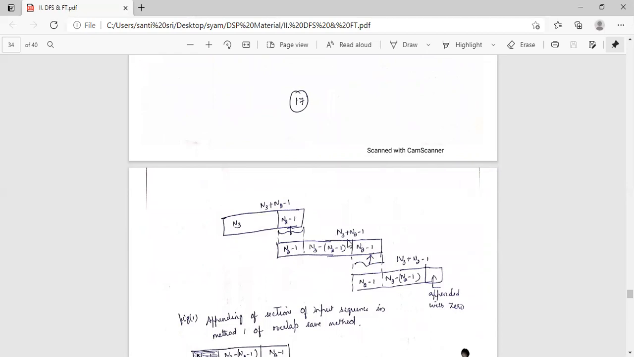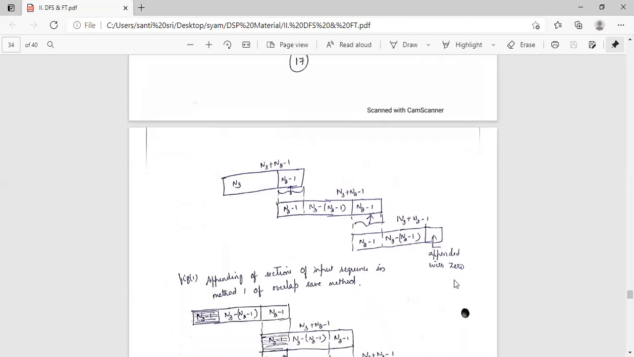The next section is n3 minus n2 minus 1. Here these two are overlapped. Similarly, this is n3 minus n2 minus 1 and this is n2 minus 1. These two are overlapped and appended with zeros. This is the appending of sections of the input sequence in method 1 of the overlap save method. Here the zeros will be appended in this method.